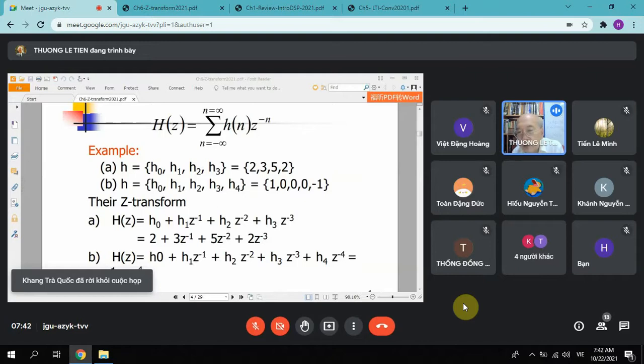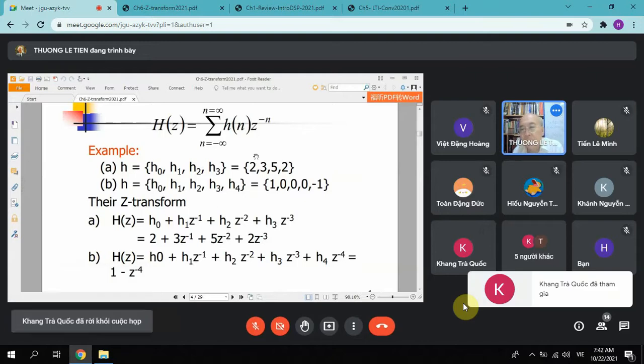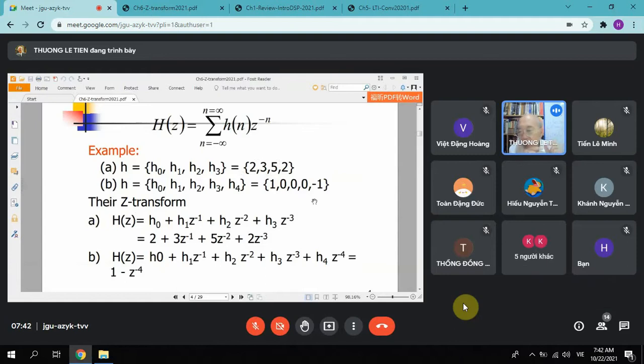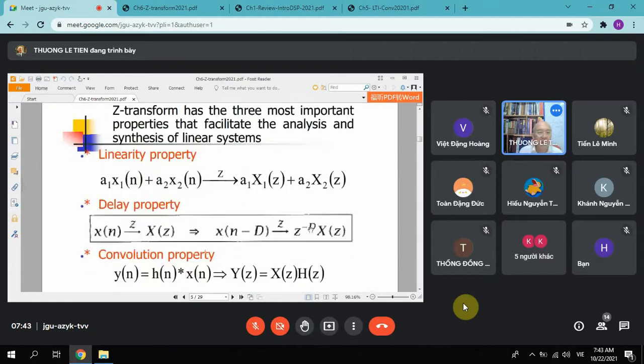Now, this is a vector form. When we describe the impulse response like a series of samples, we say it is the vector form. And when we apply the Z transform, we can easily work out this one in the case of a causal signal.